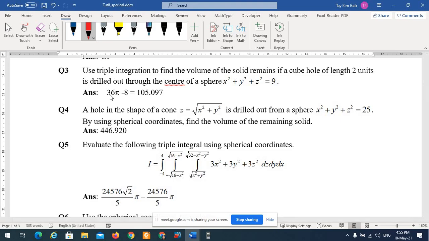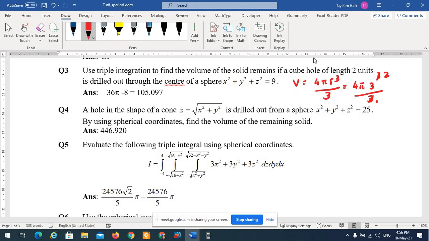Then to check, actually you can use the geometric formula. The volume of a sphere is 4 pi r cubed over 3. The radius of the sphere is actually 3. So we get 3 power 3 divided by 3, this one becomes 9. So 9 times 4, 36 pi. So using the geometric formula, the volume of a sphere is 4 pi r cubed over 3, so we get 36 pi.